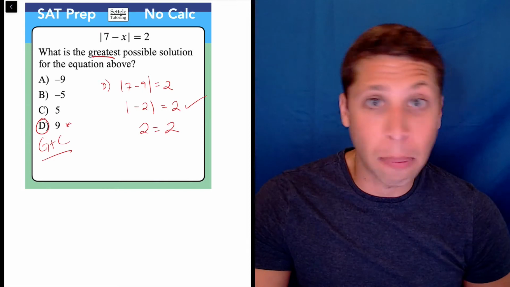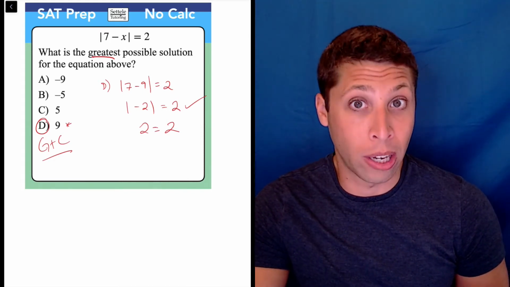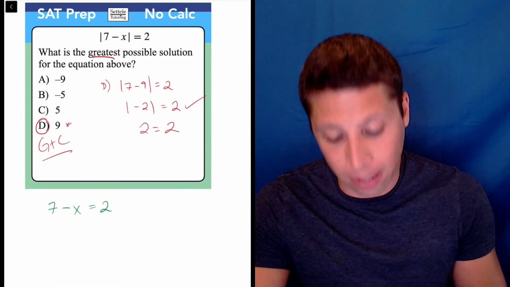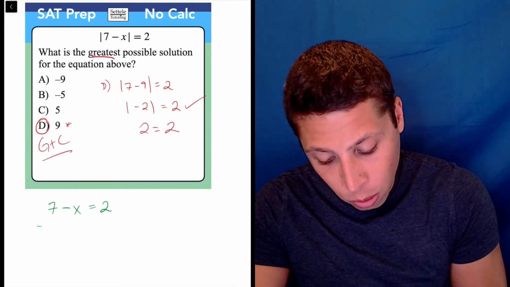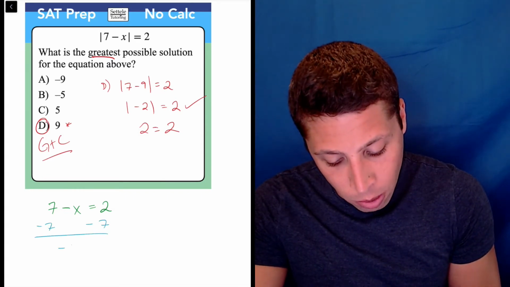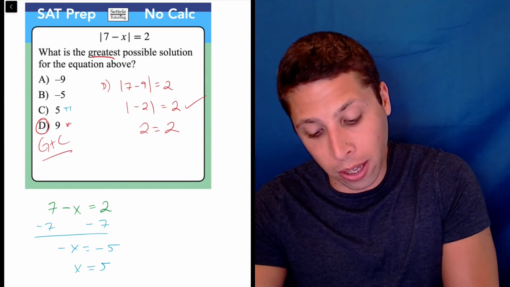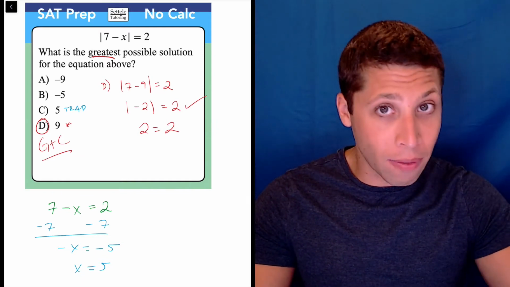The way that we deal with absolute value in math class in school is that it forces us to generate 2 equations. And so one of them is really straightforward. Just ignore the absolute value bars and rewrite the equation. 7 minus x is equal to 2. And then you can solve that equation just like normal algebra. You would get -x is equal to -5. So x is equal to 5, which sure enough is an answer choice. And that is the route that most people would take if they were solving this question.